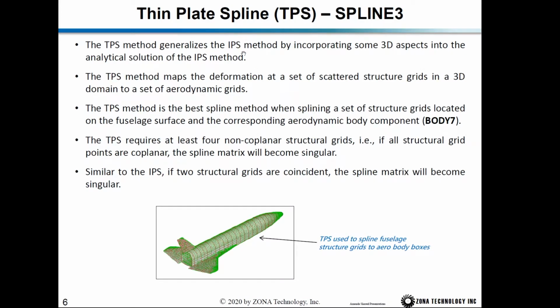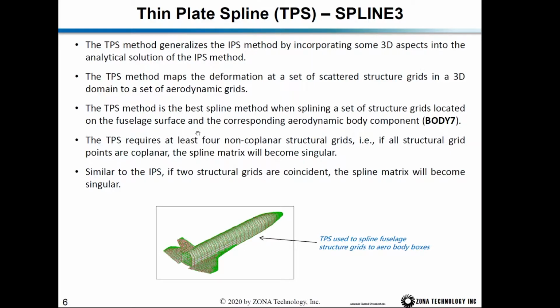The thin plate spline generalizes the infinite plate spline method by incorporating some 3D aspects into the analytical solution of the IPS method. The TPS method maps the deformation at a set of scattered structural grid points in the 3D domain to a set of aerodynamic grids. So the TPS method is the best spline method when splining a set of structural grid points located on the fuselage surface and the corresponding aerodynamic body components.